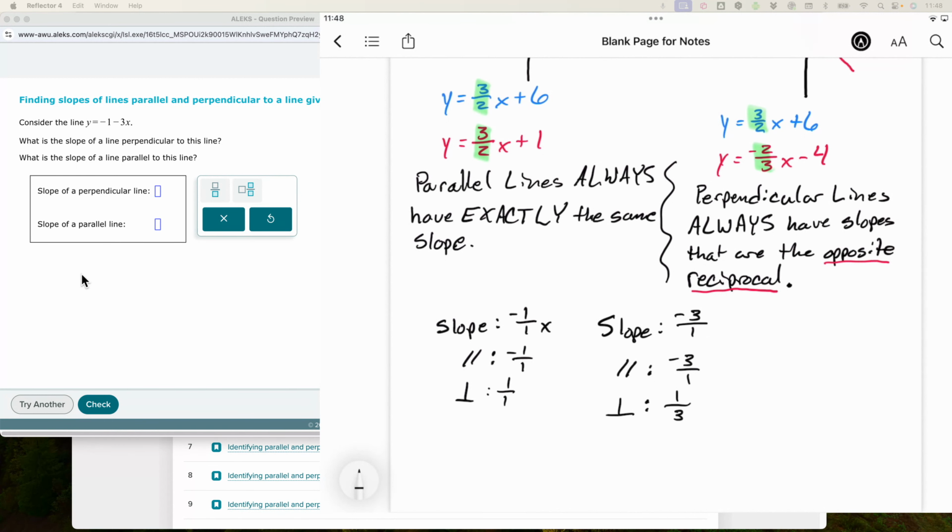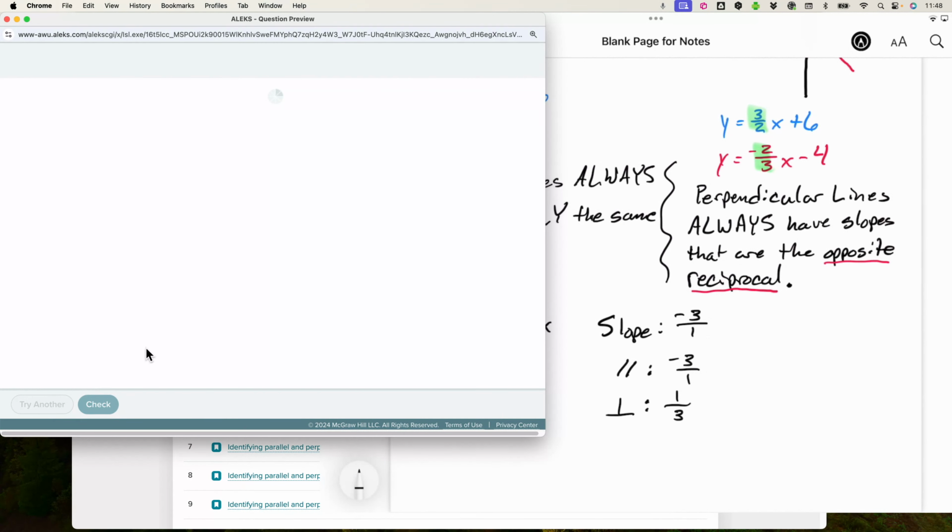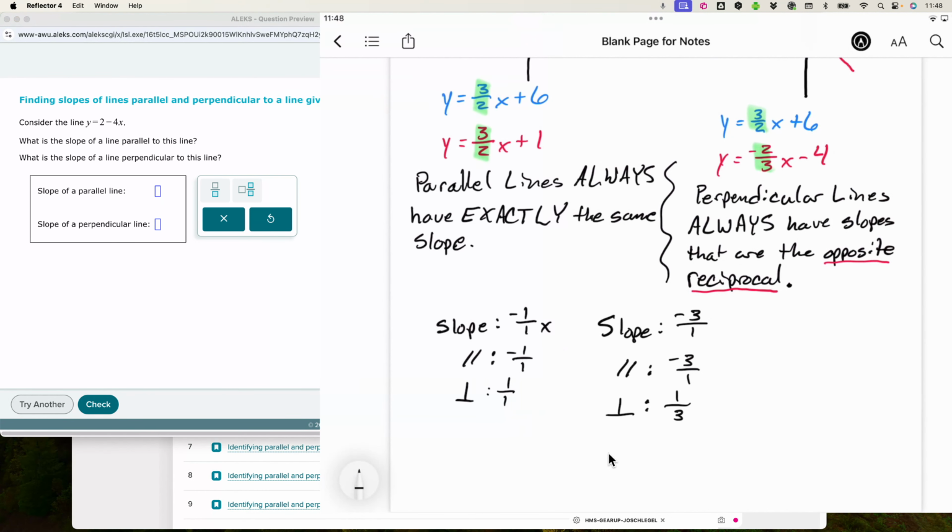We'll do one more of this problem type and move on to the other 2 problem types. Here we have a slope of negative 4. So again, negative 4 over 1. And I don't think I even put my answers in that last one. That's okay. Negative 4 over 1, parallel would be exactly the same, negative 4 over 1. Perpendicular, opposite reciprocal. So instead of negative, it's going to be positive 1 over 4.